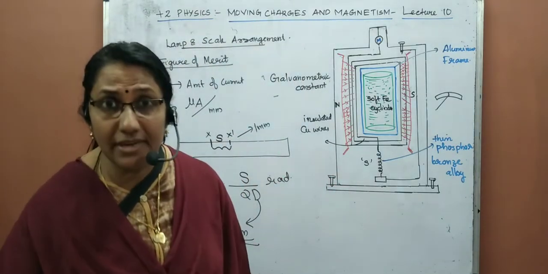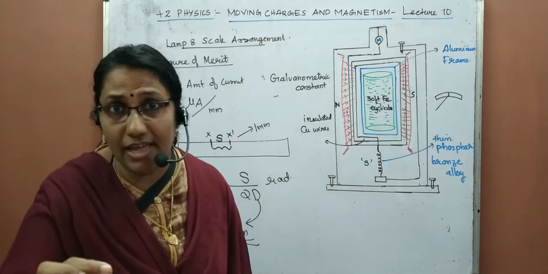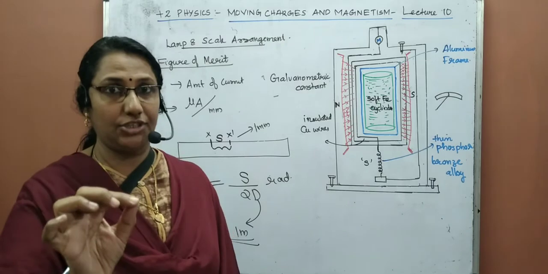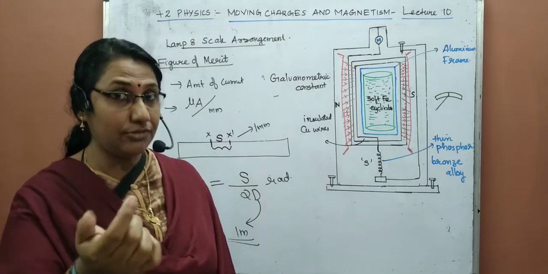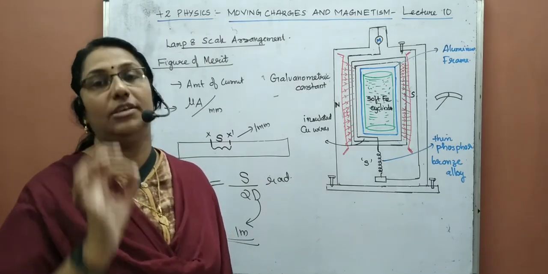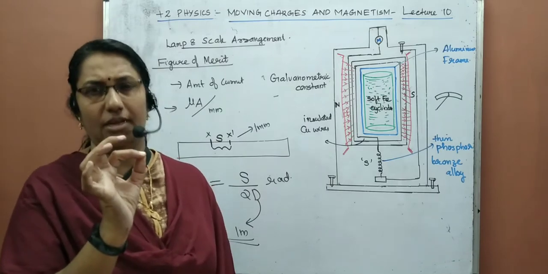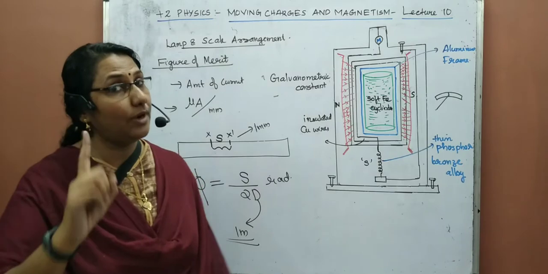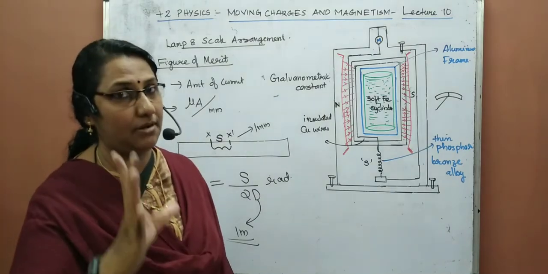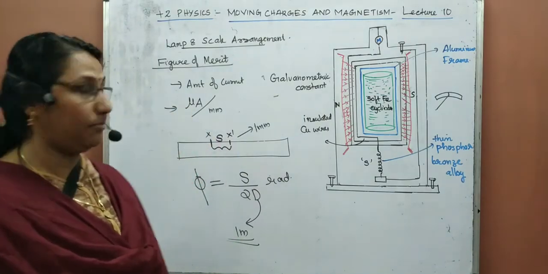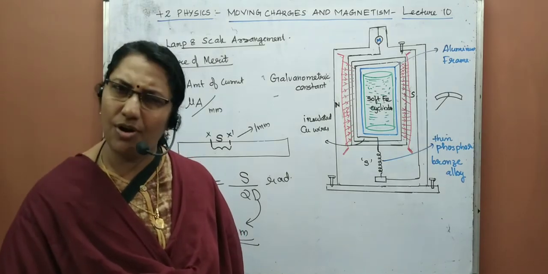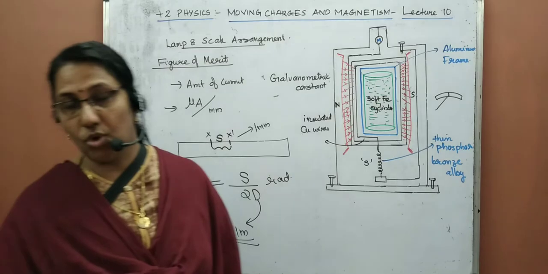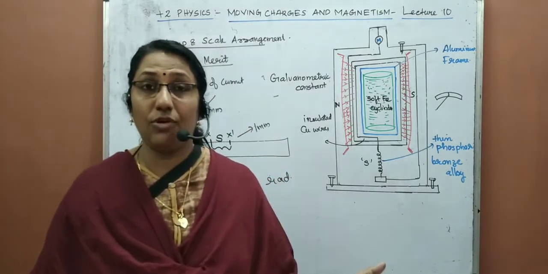So what is figure of merit? It is the amount of current passing through the coil which causes a shift of 1 millimeter on the scale placed 1 meter away from the mirror. It is generally measured in microampere per millimeter shift. Clear? So this is the working of a moving coil galvanometer.